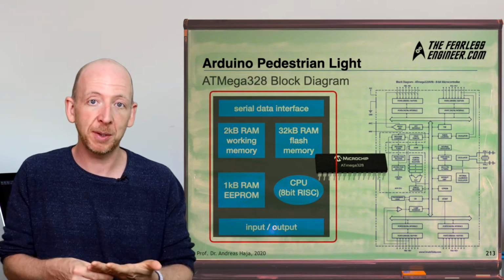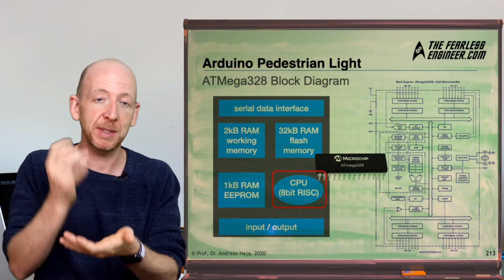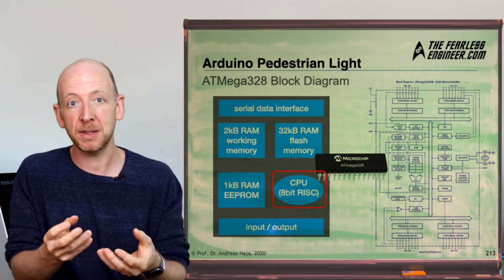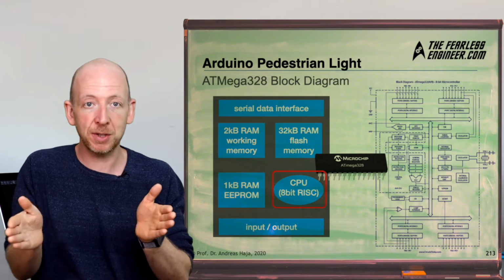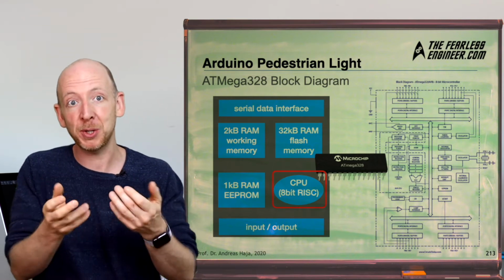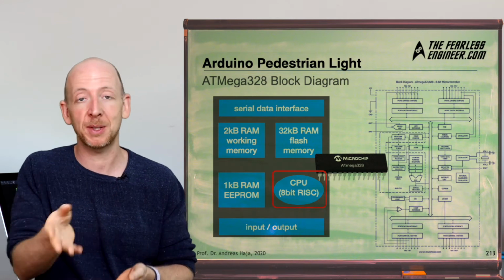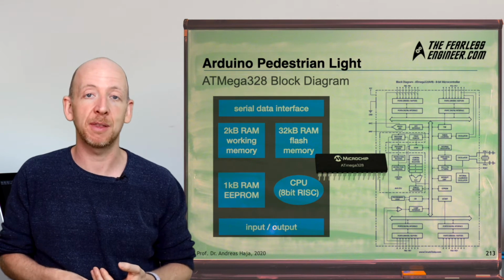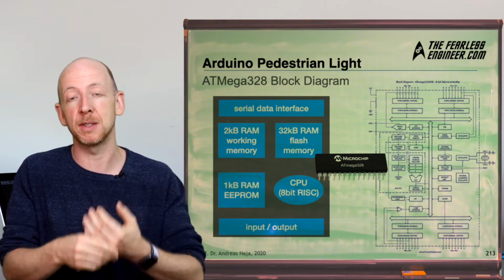The central processing unit, the CPU, is an 8-bit RISC processor, which stands for Reduced Instruction Set Computer. And 8-bit means that the length of a single instruction for this microcontroller is a sequence of 8 ones and zeros, which is not much compared to a modern CPU in your smartphone, desktop computer or laptop, which nowadays typically has an instruction length of 64 bits in most devices we find on the market.